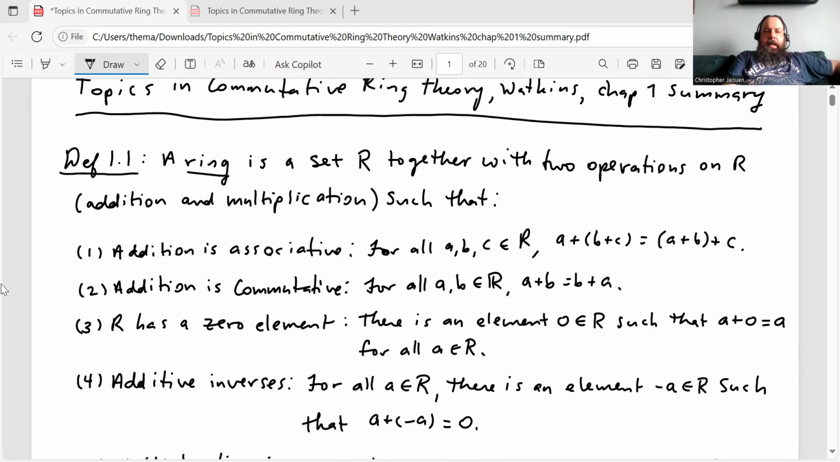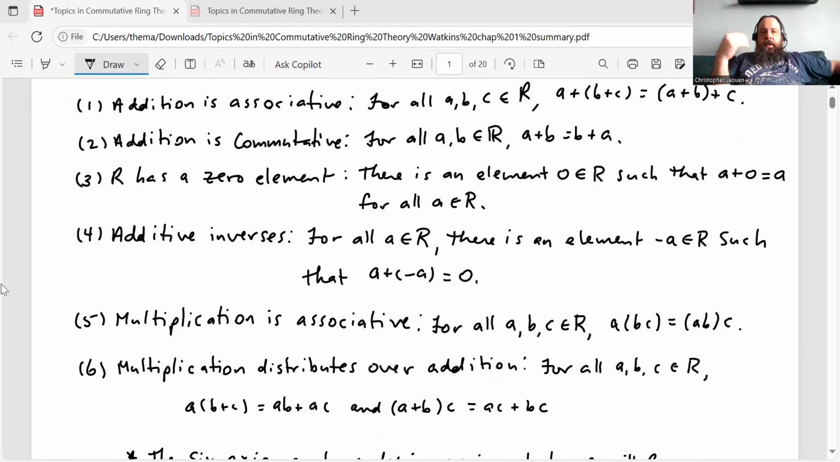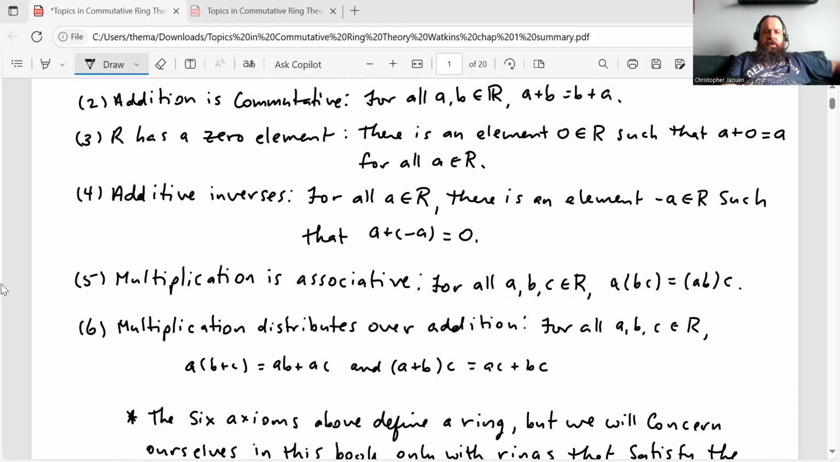So these are the ring axioms. One, addition must be associative. Two, addition has to be commutative. Three, R has to have a zero element, meaning an additive identity. Four, it has to have additive inverses, meaning that if you have an element a of the ring, then there should be an element such that when you add a to it, you get the additive identity. So an element that undoes the element, if you want to think of it that way, with respect to addition.